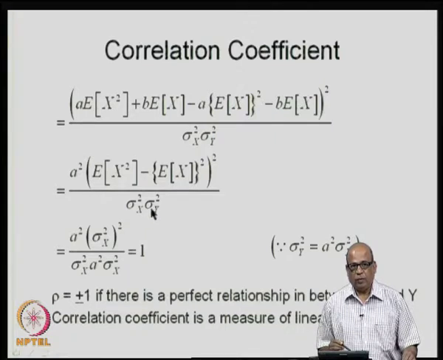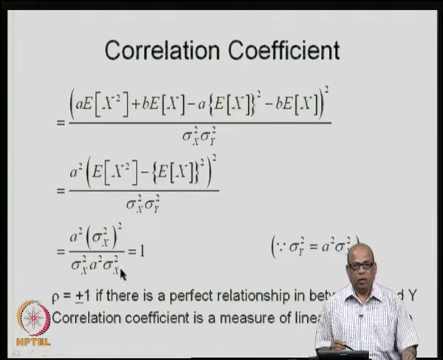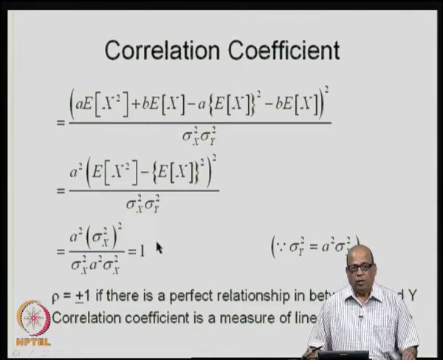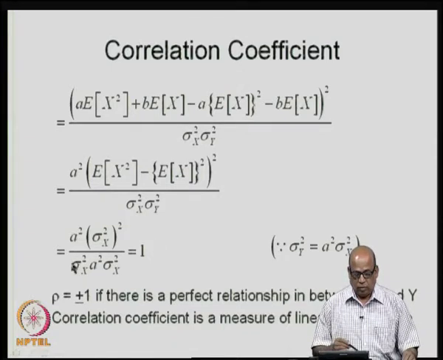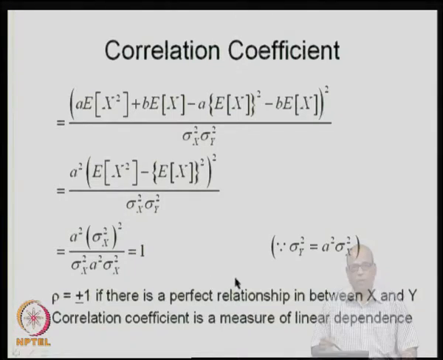and we have sigma y square here, and y is a x plus b. So, when y is a x plus b, you recall that sigma y square is a square into sigma x square, and therefore sigma x square and sigma x square get cancelled here, a square gets cancelled here. So, this turns out to be 1. Therefore, rho is equal to plus or minus 1 if there is a perfect linear relationship, because you got rho square equal to 1 here.